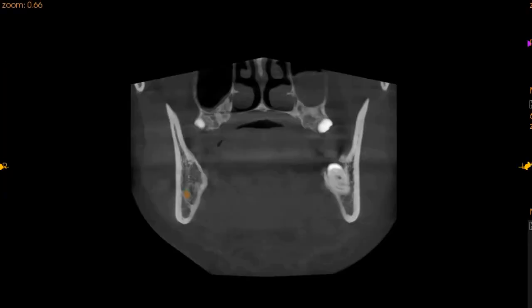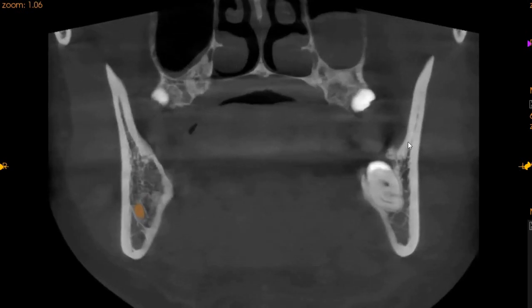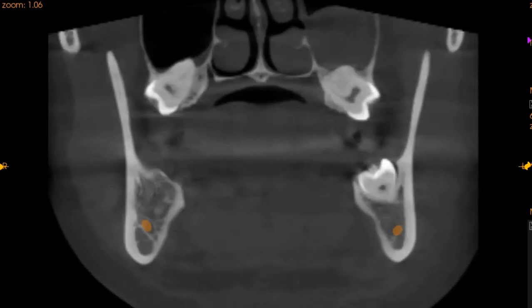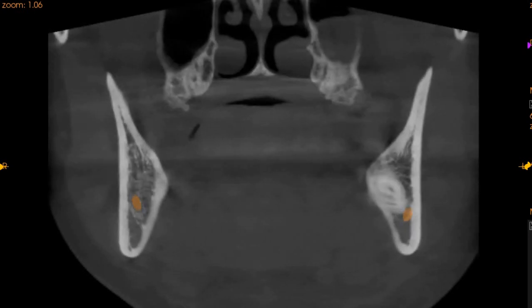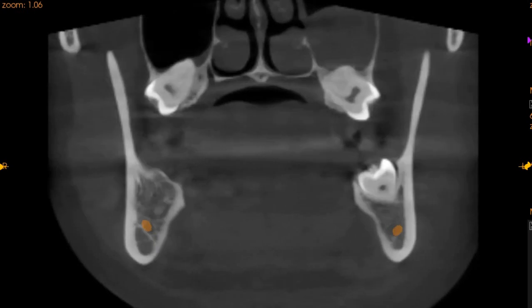This is a coronal view of the whole jaw, just to give you an even better idea. This is the right hand side, this is the left hand side, and as we are moving, we'll show you that this is the wisdom tooth right there, and then it gets in very close proximation and then goes back into the ramus. There we go.